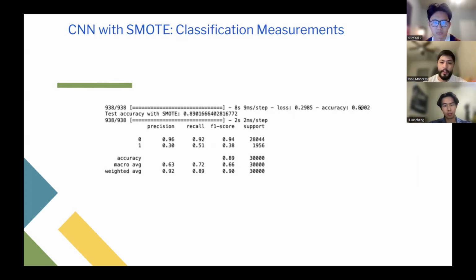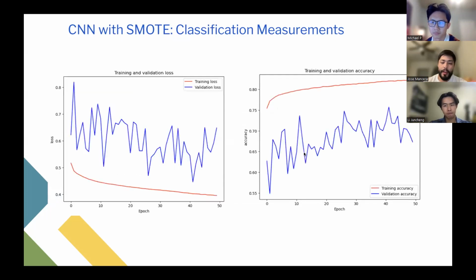The accuracy did go down in this case, but I guess it gives a more balanced approach. Even though the accuracy is less, I think it gives a better accuracy overall in terms of using this in a real world setting.